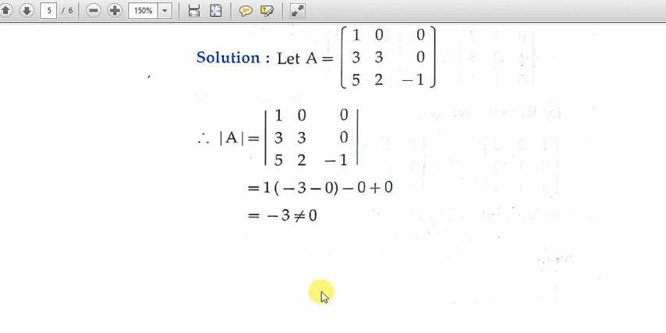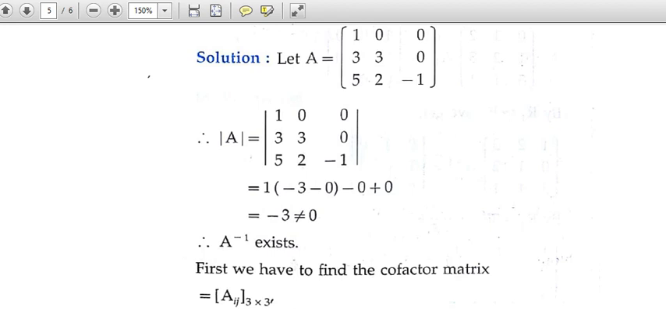The determinant is not equal to 0, which means the given matrix A is a non-singular matrix, therefore A inverse exists. Now that A inverse exists, we can start finding the inverse matrix. First we have to find the cofactor matrix of the given 3 by 3 matrix A using the formula Aij is equal to minus 1 raised to i plus j into Mij, where Mij stands for the minor at the ith row and jth column.